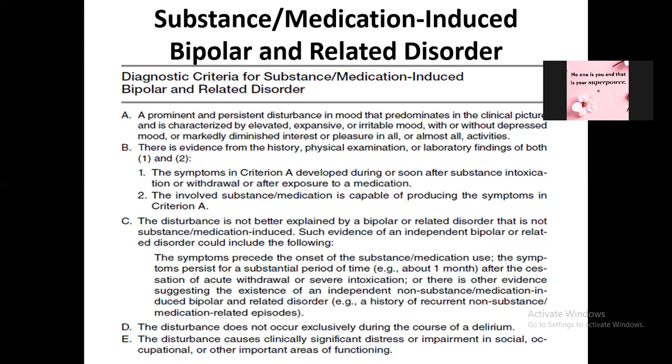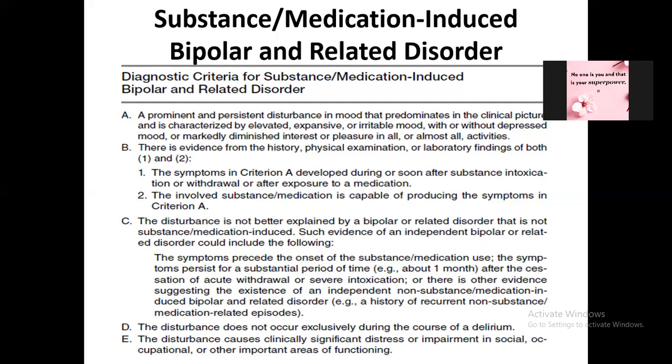in the case of substance-induced bipolar and related disorder, it means that this persistent or prominent disturbance in mood is basically the clinical picture of the use of a drug or any other kind of substance. There should be evidence from the history or physical exam to suggest that the first criterion, the persistently elevated or disturbed mood, and the second, the markedly diminished interest or depressive mood, are present because of exposure to that particular medication or substance. All right.